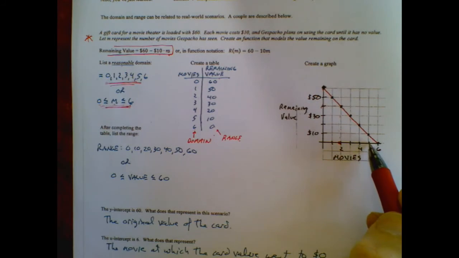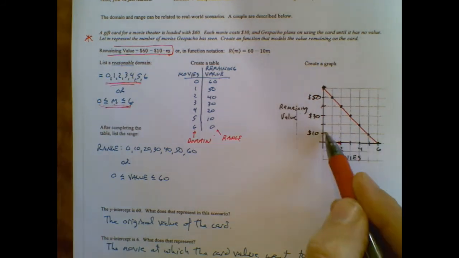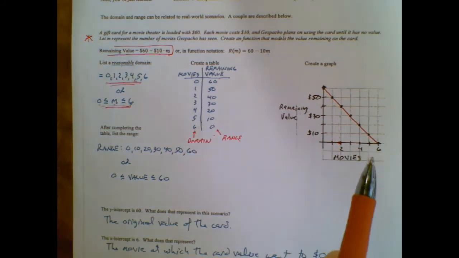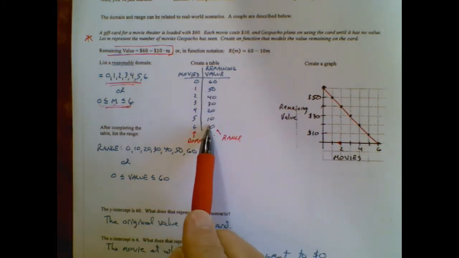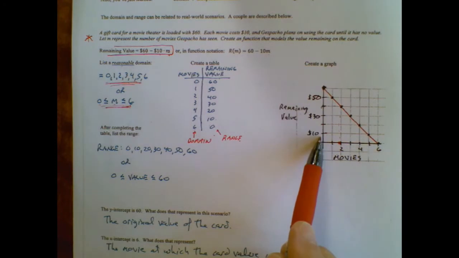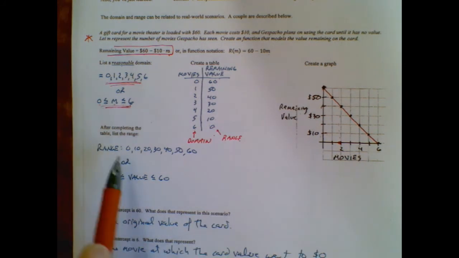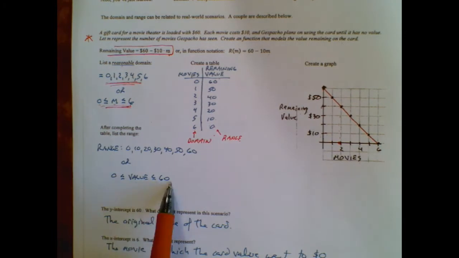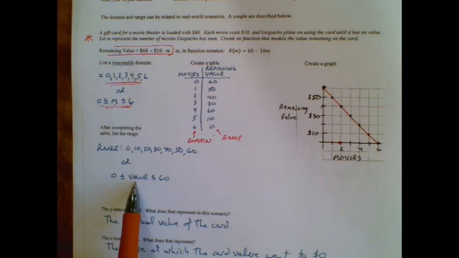If I went to 5 movies, I would have $10 remaining on my card. So this part is the range. You see it on the y-axis, which is also called the dependent axis, and we can list that range, just like we did with the domain, as a list or as an inequality. The value is at least 0 and can't be any bigger than 60.